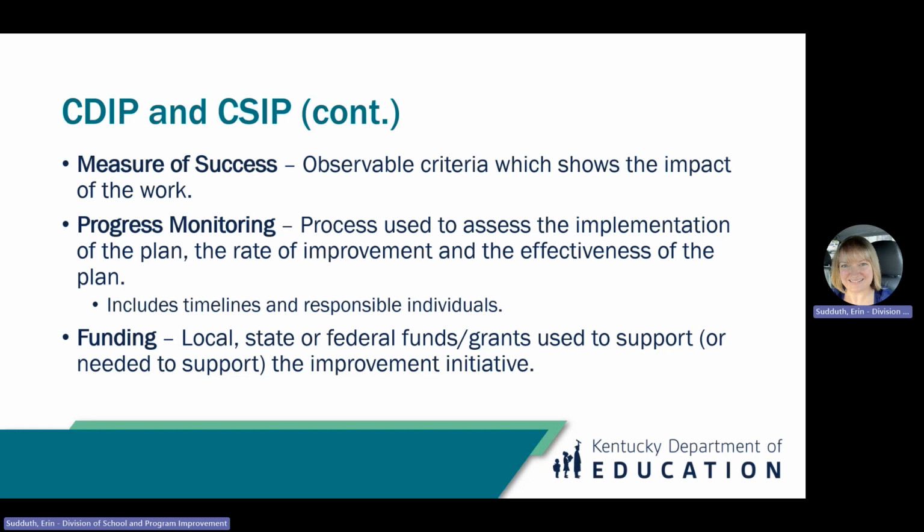Funding is the local, state, or federal funds or grants used to support or needed to support the improvement initiative. So how are you going to pay for this item? Well, you may have some activities that don't require additional funding. Other activities may be able to use general funds, federal funds, etc. Be specific when you can, including estimated amounts for each funding source. It may also be beneficial to list the specific materials, services, or personnel being funded. Title I funds could be used to support all the strategies and activities in a particular goal, or used in conjunction with other funding sources.